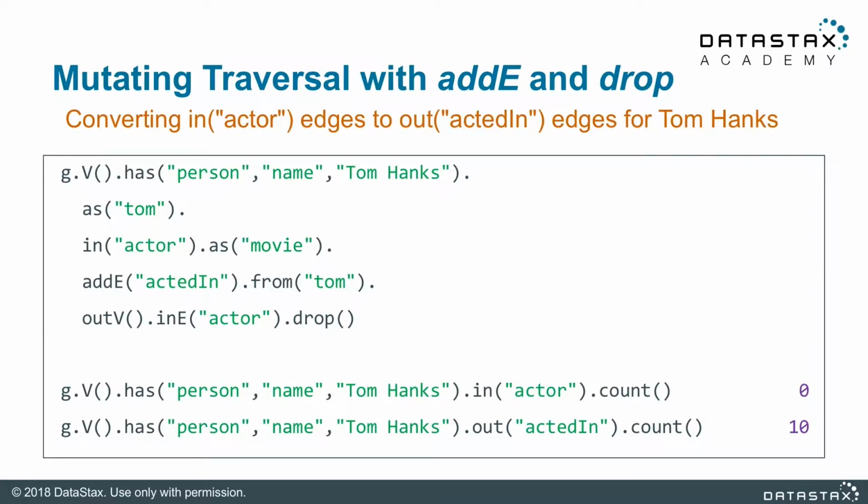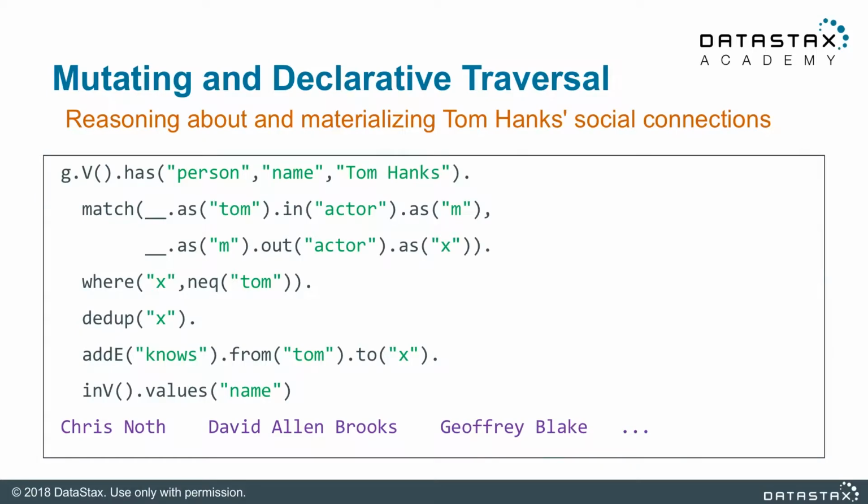In this next example, let's combine a mutating traversal with a declarative traversal. We previously covered declarative traversals in another video, but let's still take a moment to see what's going on. We begin again by finding the Tom Hanks person vertex. Then, the next 2 lines are our declarative traversal. That's the match step. The match step contains 2 patterns.